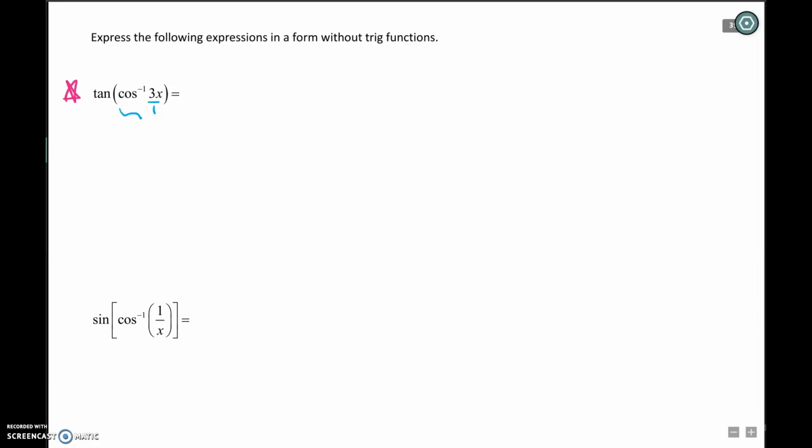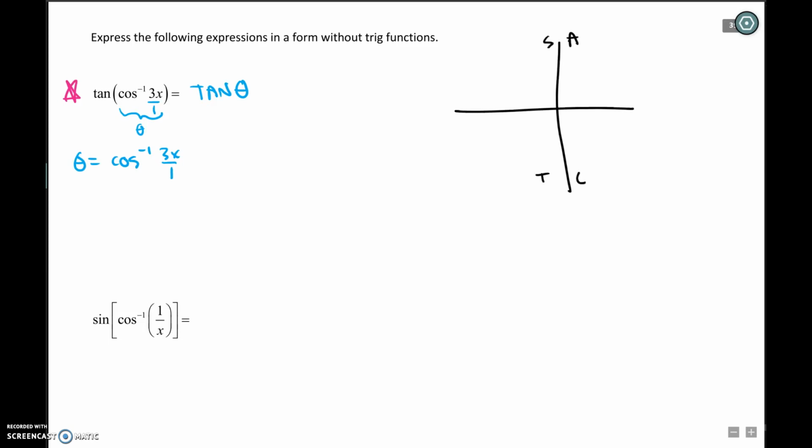So this is going to be an angle. So let's call that angle theta, arc cosine of 3x over 1. I need to take the tangent of that angle. Draw it. All students take calculus. Problem here is I don't really know what x is. I don't know if x is positive or negative. But I do know the inverse cosine is going to give me an angle in one of these two quadrants.